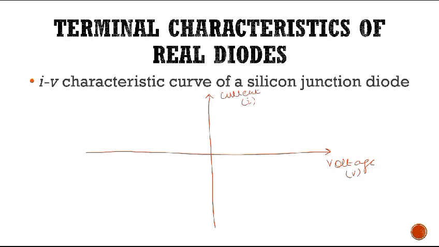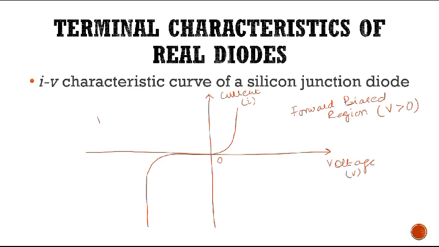This is 0. Now, this curve consists of three distinct regions. This is the first region, this is the second region, and this is the third region. This first region is the forward biased region, which is determined by V is greater than 0.